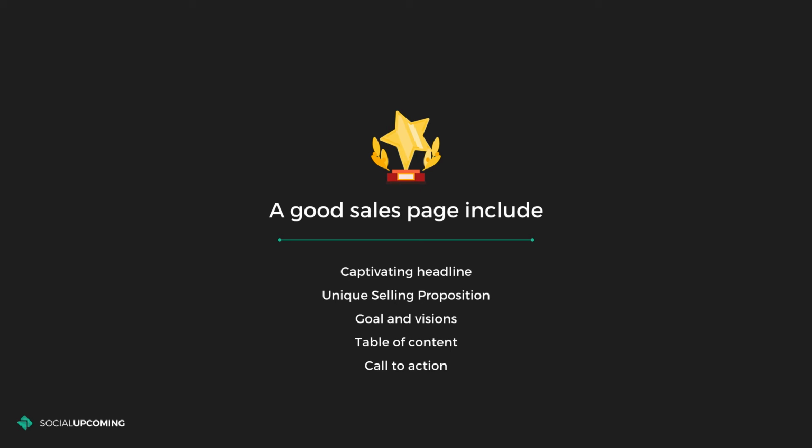And as you can see on the home page of Social Upcoming, we have a table of contents. We show people what they will get in the course. It is a good thing to add, because people will also need to know what they will actually get when they purchase a product or service from you.